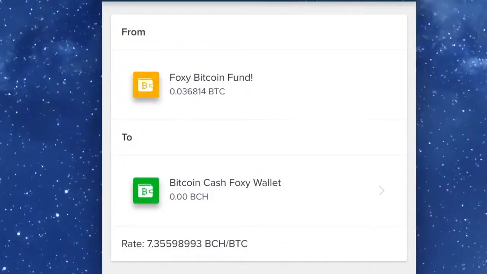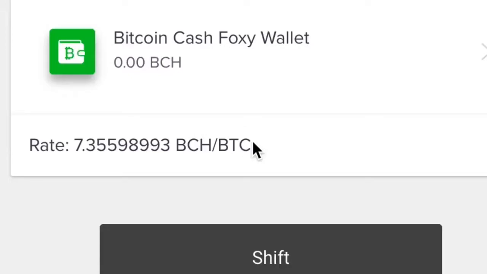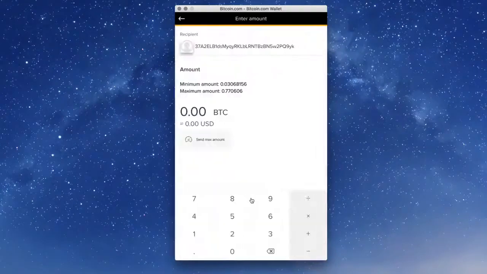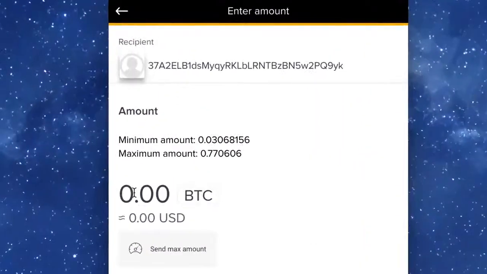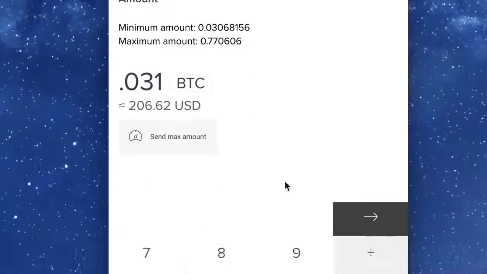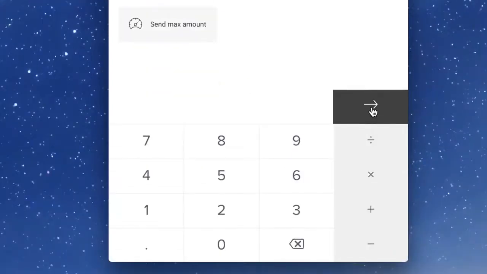Next, check that the rate provided is the rate you would like to receive. Then click Shift. Now, enter the amount of Bitcoin Core you would like to exchange, being aware of the minimum and maximum amounts allowed. Then click the next arrow.